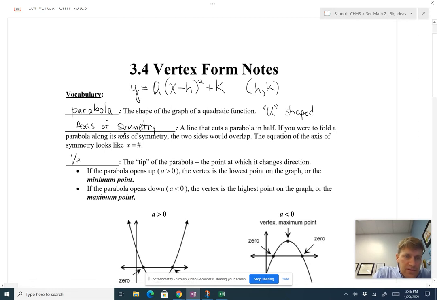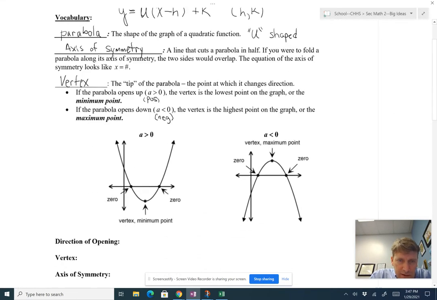And this one is vertex: the tip of the parabola, the point at which it changes direction. If the parabola opens up, it's because a is greater than 0, or a is positive. Let's go ahead and write POS for positive. The vertex is the lowest point on the graph, or the minimum point. If the parabola opens down, a is less than 0, which means that a is negative. The vertex is the highest point on the graph, or the maximum point, as we see here in these graphs.